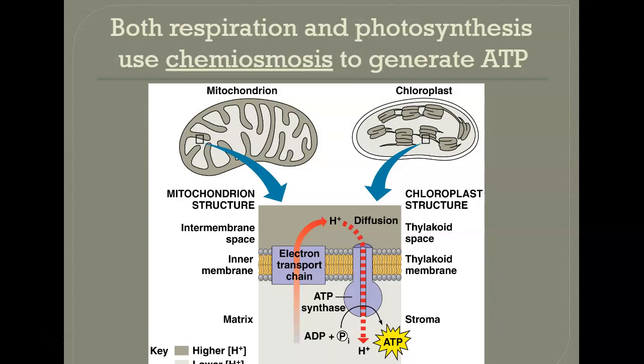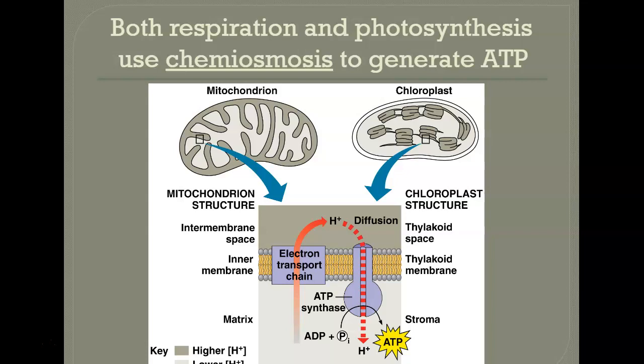Okay. So, chemiosmosis. This is just the movement of chemicals, essentially. In our instance, we are talking about H plus protons moving. Both mitochondria during respiration and chloroplasts during photosynthesis do this. This is the primary way with which ATP is actually made. And we will learn this again in respiration.